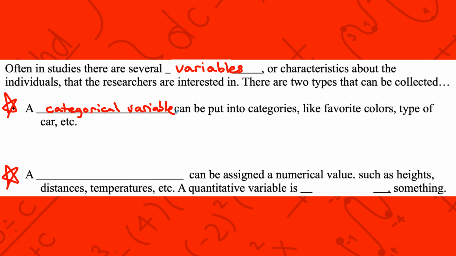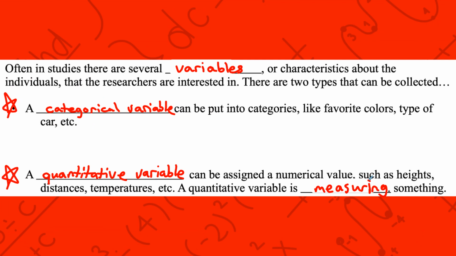The other one has two names. The first name I'll give you is quantitative. The other type of variable is quantitative. These are types of questions that have numerical value. So how tall you are, how far you live from the high school, how hot it is outside in Fahrenheit, those types of ideas. These are variables that are measuring something. This is when we're measuring something.